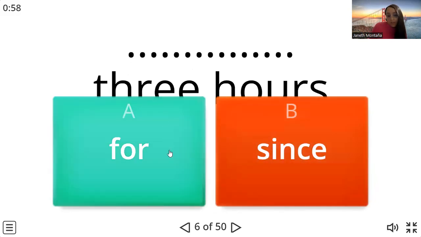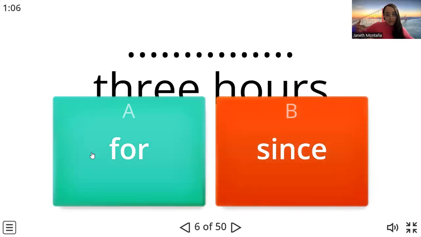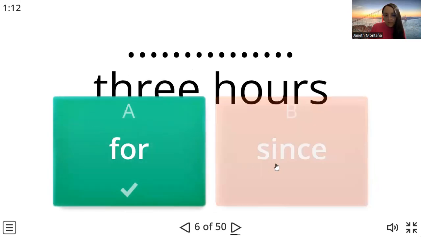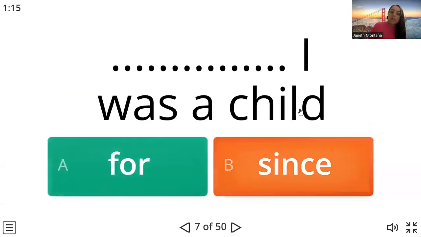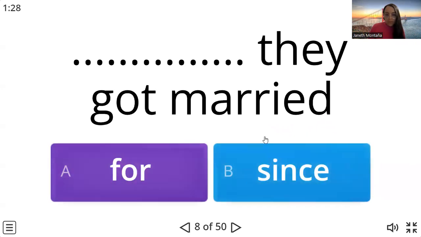So we have for 3 hours or since. Remember that when we use since, it's something more specific, and for is for a period of time that is longer. So in this case, we use for. That's right. We continue. An action started in the past: for a long time, for a short time. So we have since I was a child. Since they got married, before they got married: it's a specific moment in time, so in this case we use since.